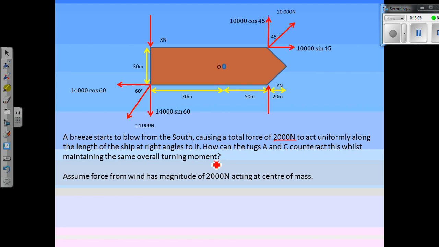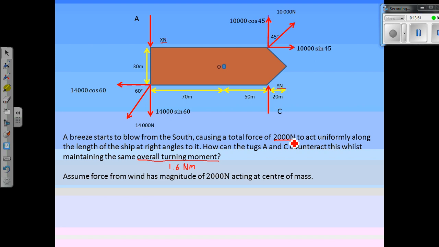Okay, now let's interpret this question, because basically it's saying the turning moment is the same as before, so it's 1.6 million Newton meters going anti-clockwise. It doesn't say anything about equilibrium. It doesn't say anything about resultant force being the same. All it's saying is that the overall turning moment is going to be 1.6 million Newton meters. Now, because of that force of 2,000 newtons, the force at A, we're going to call that X, that's going to change. And the force at C, we're going to call that Y, that's going to change. And we need to find out what X and Y is.